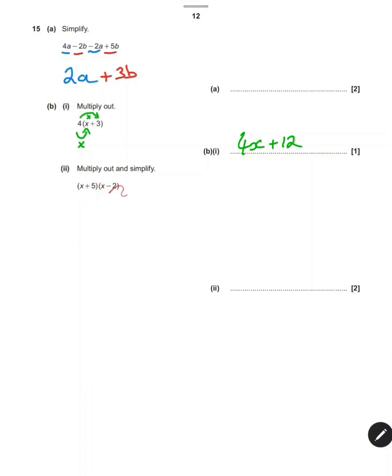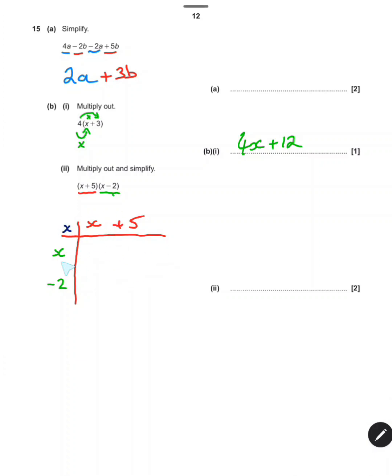And part 2, we've got some double brackets to expand. There's several methods used to expand double brackets. I like to use a grid. So I'm going to put X plus 5 there. And then I'm going to put X minus 2 there, and we just need to work out these middle bits.